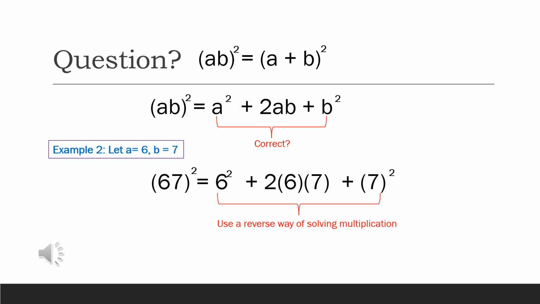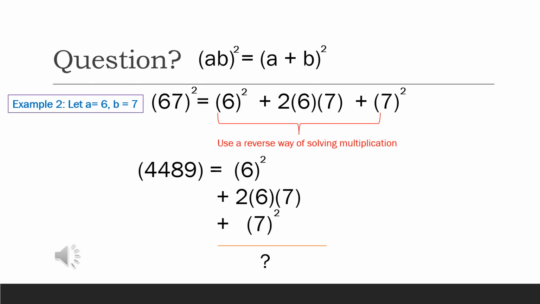So this is another example. Let A equal 6 and B equal 7. Then replace in this equation: A and B, 67 squared, is equal to 6 squared plus 2 times 6 times 7 plus 7 squared. And when you square 67, it comes to 4,489. It's equal to 6 squared plus 2 times 6 times 7 plus 7 squared, and indenting to the right, it will show you in the next slide.